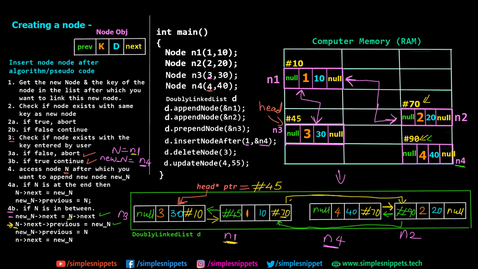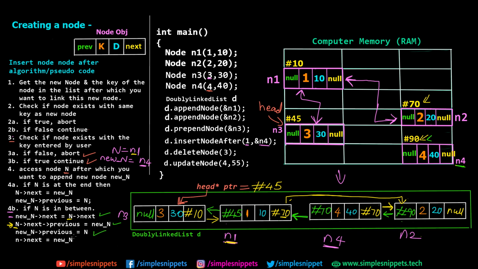Now we are saying new n of previous is equal to n. New n is n4, right? So n4 of previous. Now n4 of previous is currently null over here, you can see. Now n4 of previous is equal to n. Now n is n1. So n1's address is hash 10. So we have to replace and add hash 10 over here. Let's do that. So hash 10 is done. So what we did, we made this link. Also do note that when we change n2's previous to hash 90, we erase this link.